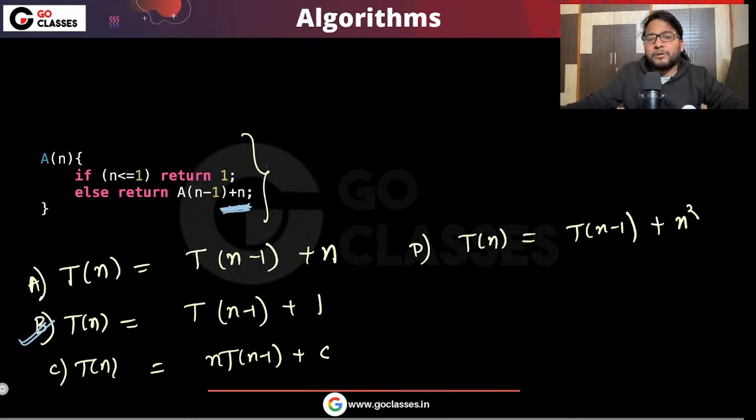See, when you have n in the recurrence, it is whenever you are doing n amount of work. Are you doing n amount of work here? No, right?